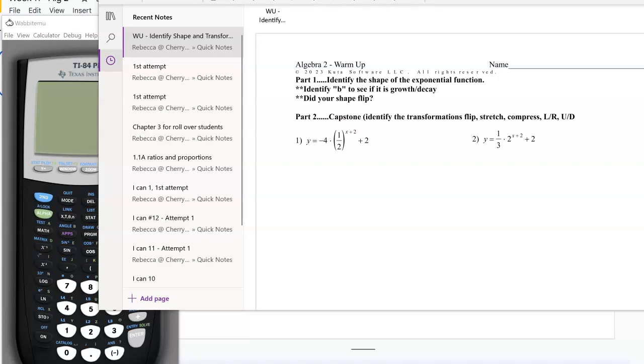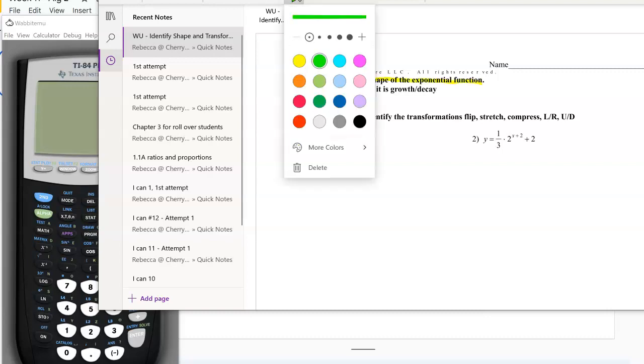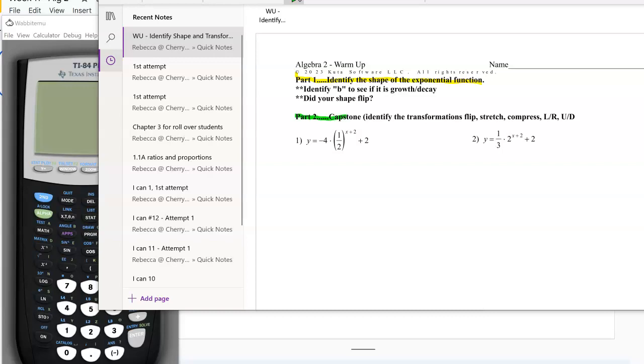When we were graphing the other day, I thought there was still a little bit of confusion as to what your shape should look like, because when you only have a few points, you need to know what the shape is. So there's going to be 2 parts of this. One is to identify the shape of our exponential function, okay? And then the other part is going to be based on the capstone, and that is just what are the different parts, the flip, stretch, compress, and all of that stuff. So let's start with part 1.